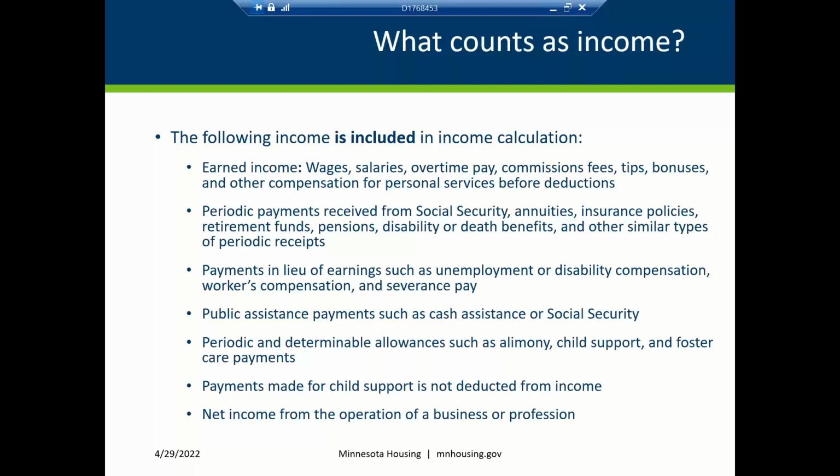Child support and alimony received by the household is included in income. And conversely, if you have a household that's required to make alimony or child support payments, while it is a deduction in their take-home pay, this must be included in income calculation as well.